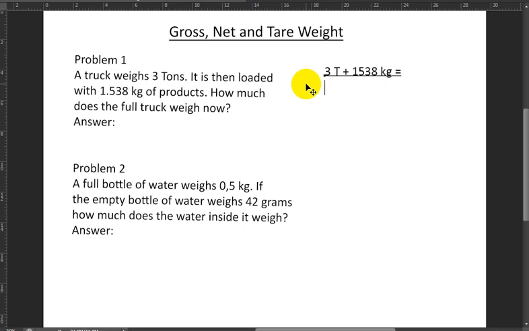Now, as I've said before, I prefer to go down the ladder, so to convert the bigger unit of measurement, in this case the tons, into the smaller unit of measurement, in this case the kilograms. So I'm going to say that 3 tons is equal to 3 times 1,000 kilograms. Because to go from tons to kilograms, we go one step down, meaning we need to multiply by 1,000.